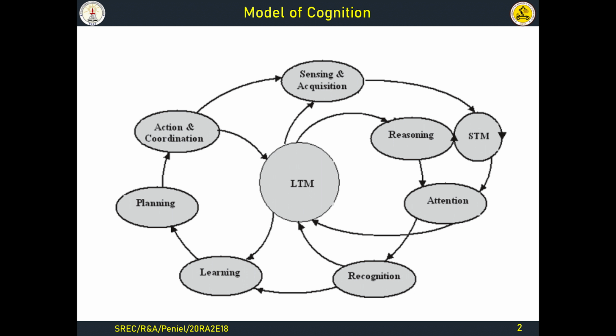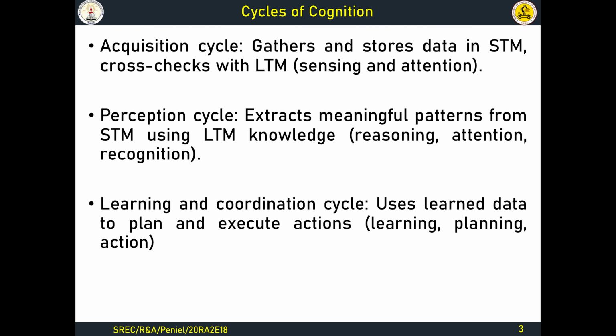These two memories play a major role. So this is the overall structure of cognitive robots. That is the structure of cognition. Then after that, there are three cycles of cognition. First we are going to see the acquisition cycle.